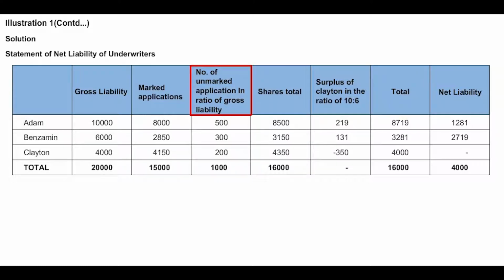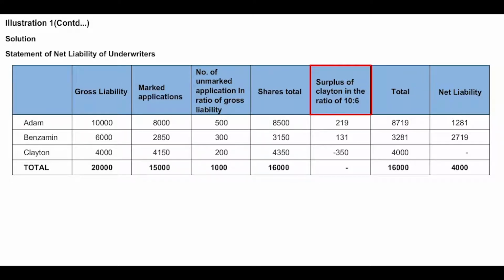Now what will happen to the unmarked applications? These unmarked applications will be distributed among the underwriters in the ratio of their gross liability. So the ratio of gross liability is 10:6:4. The total 1,000 applications will be distributed among Adam, Benjamin and Clayton in the ratio of gross liability 10:6:4, which will give the figures of 500, 300 and 200. So the total of 16,000 will be distributed among the underwriters, and the totals will be 8,500, 3150, 4350. So the total 16,000 is distributed among the underwriters.